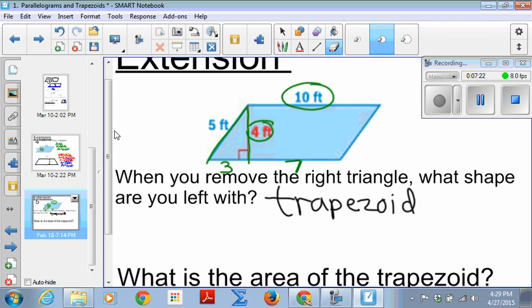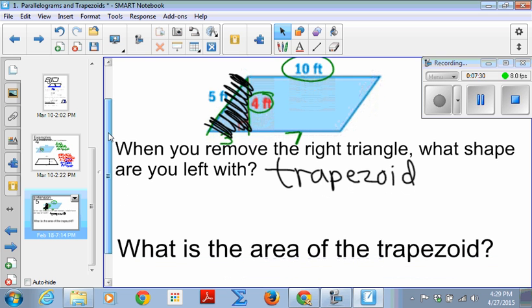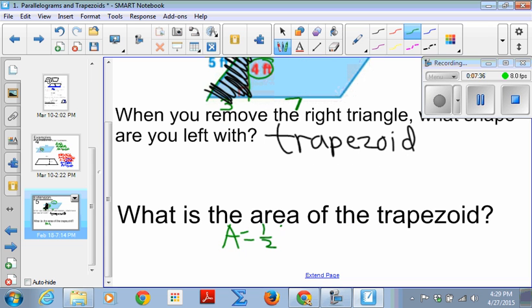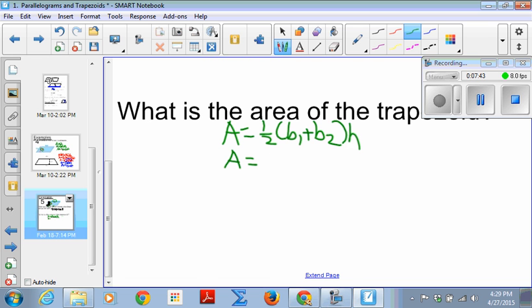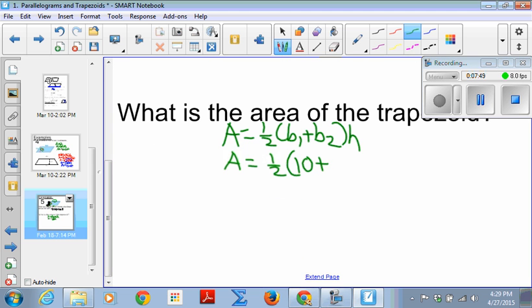So for our trapezoid, we can go ahead and cross this back out. We've got bases of 10 and 7 and a height of 4. We can now solve this problem. So the area is going to equal 1/2 times base 1 plus base 2 times the height. So we've got 1/2, our bases of 10 and 7, and our height of 4.